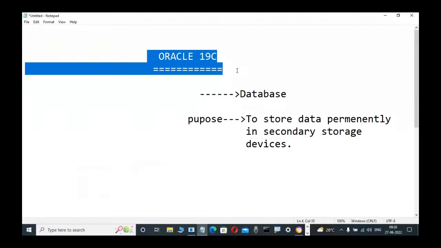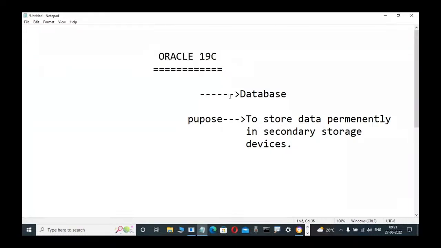Same like NCR Corporation's Teradata, Sybase, Ingres, and DB2 from IBM. So many other products are there, from other companies. Oracle is a product from Oracle Corporation, but this is the popular product. These are relational database products.